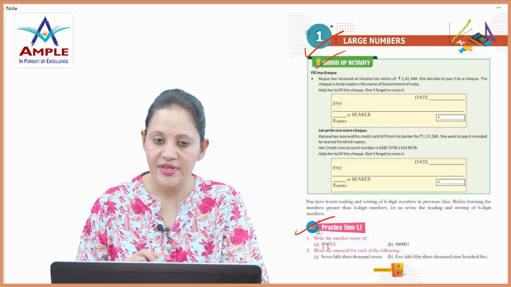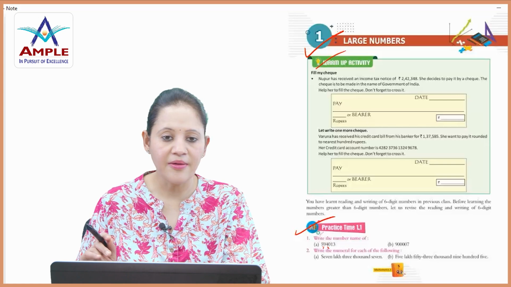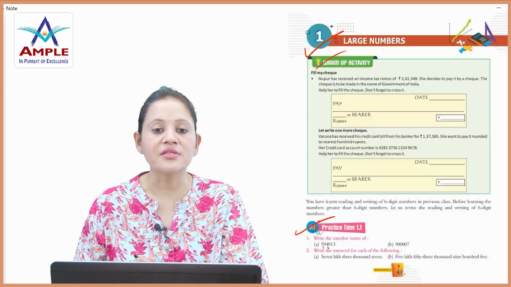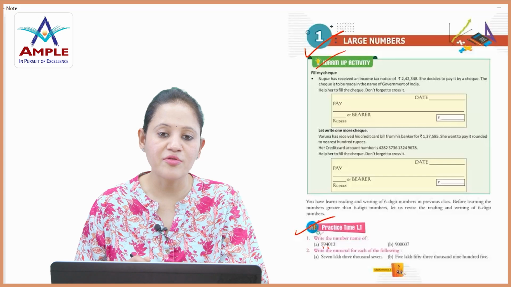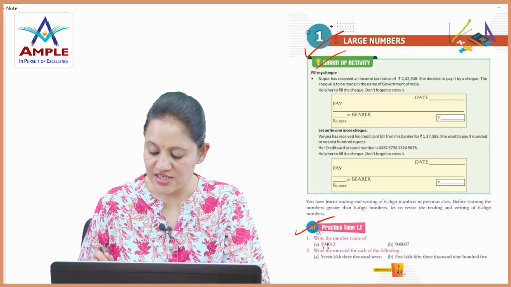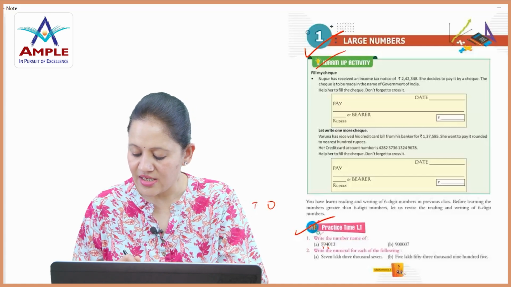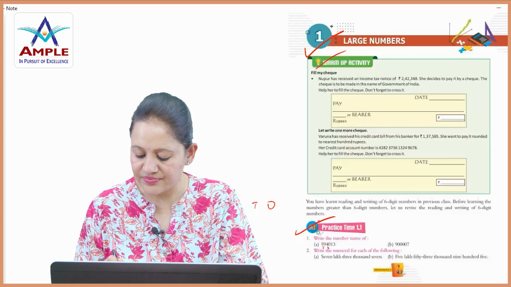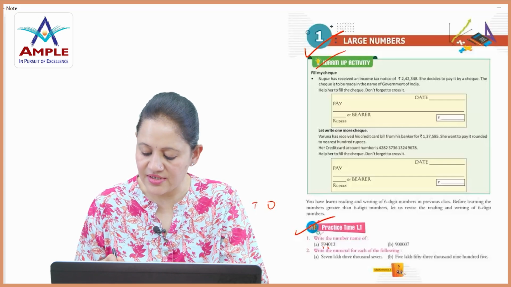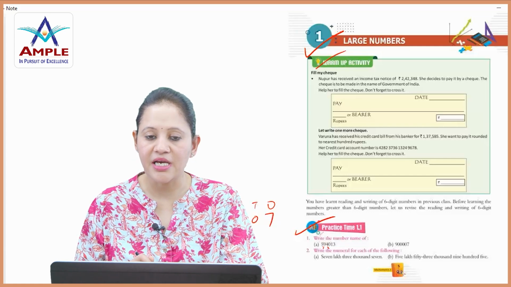The number name is for 5,94,030. Clear? Next, write the numerals. Here we have to write the numeral for each of the following. 7,03,007: so sevens, tens, hundreds, thousands, ten thousands and lakhs. 7 lakh, 3,000, 7. So that will be our number.